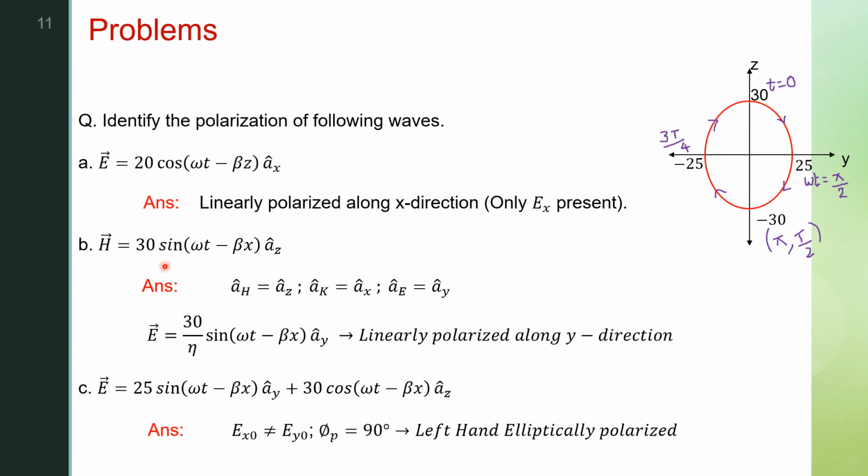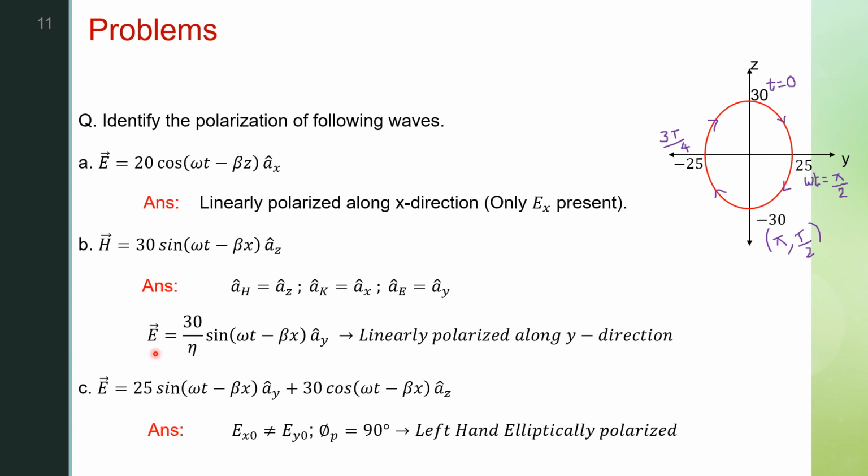Second question: 30 sin(omega t minus beta x) az cap. But here, keep in mind, what is given is the magnetic field. Polarization is the orientation of the electric field vector. So what do you have to do first? First you have to compute the electric field expression. The direction of wave propagation is x direction, whereas the magnetic field is along z direction. You will get to know the electric field is along y direction.